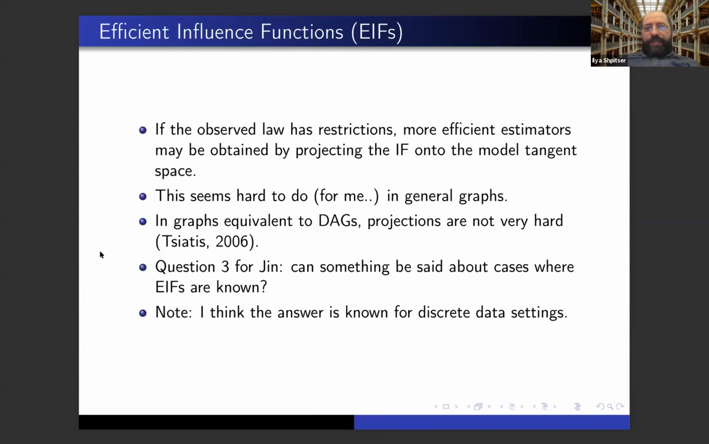So I was going to ask about efficient IFs, and it sounds like the answer is this is not really going to give you the efficient IF, which is fine. It sort of seems like it might be hard to do in general graphs. That's been my experience, at least for me. If you have something that's equivalent to a DAG, then it's not very hard. Otherwise, it seems like it might be hard. So one question for Jin is, what can we say about efficient IFs beyond this, if anything? And again, for discrete data, we just do the plugin MLE, I think. So I think that's the efficient thing to do, unless I'm missing something.